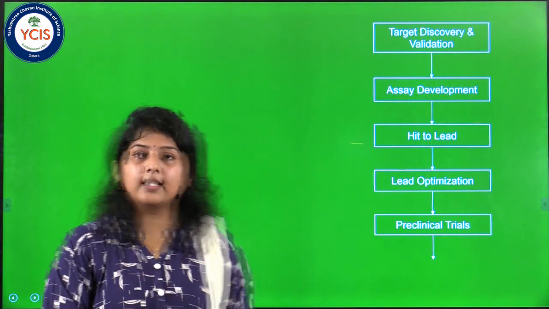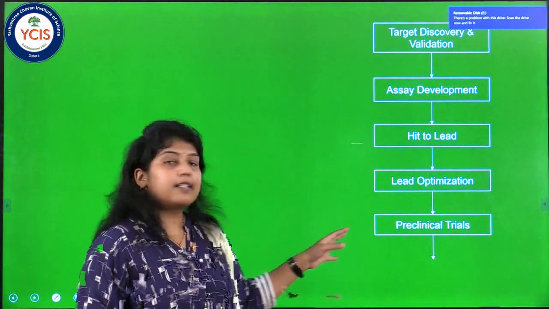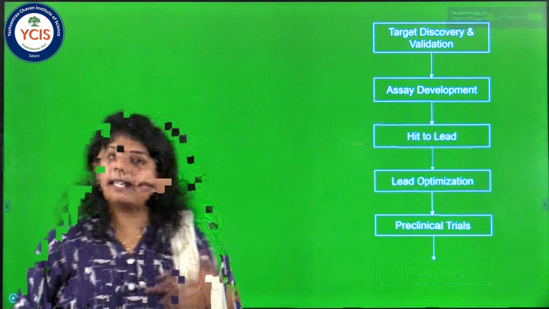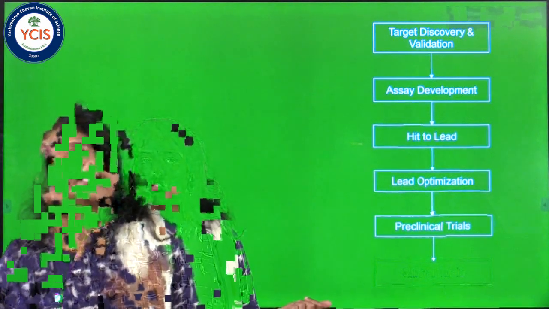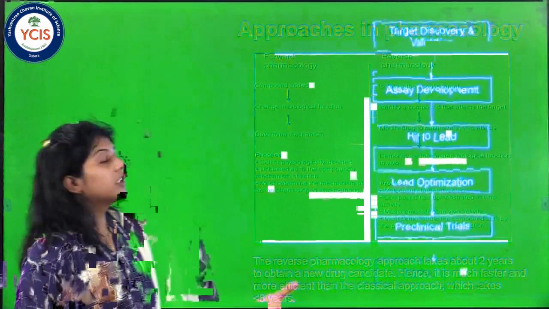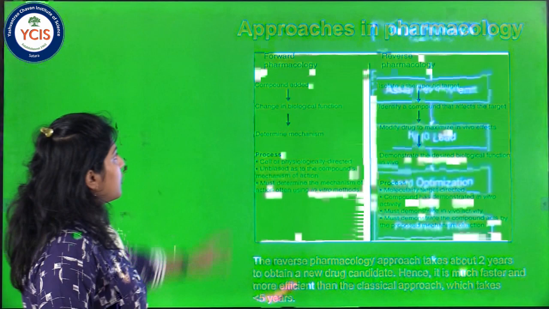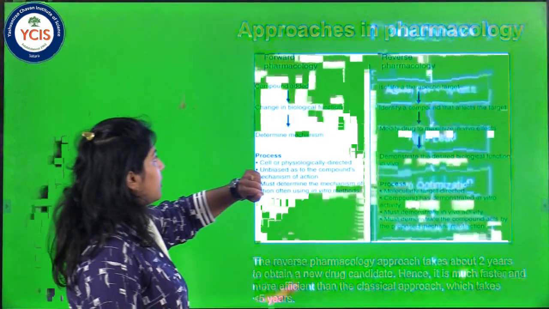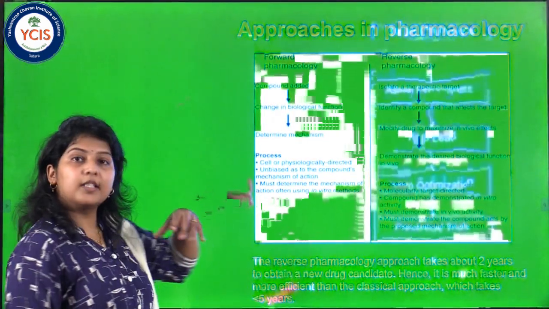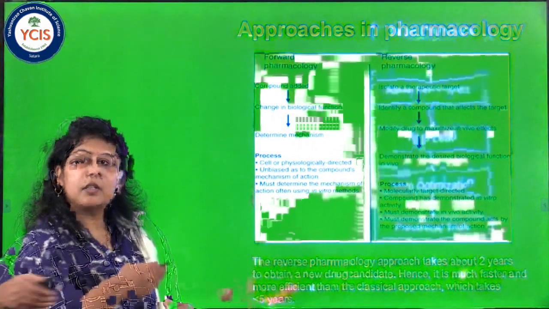Preclinical trials are usually held on cells. There are 4 phases of clinical trials. Now the approaches: there are 2 approaches. The first is forward pharmacology, and the second is reverse pharmacology. In forward pharmacology, the compound is found first, and then you test it on various receptors, cells, or disease mechanisms to see where your drug or compound acts.